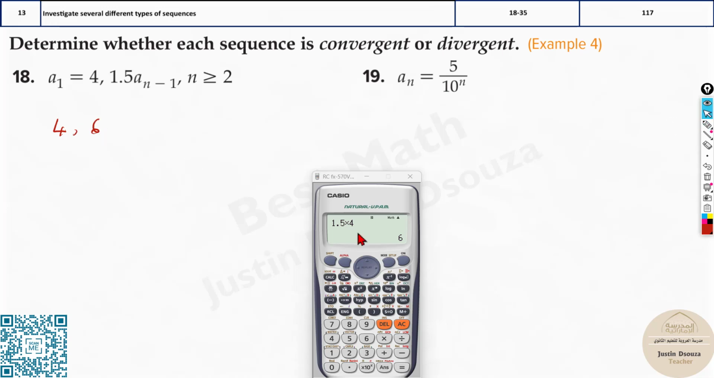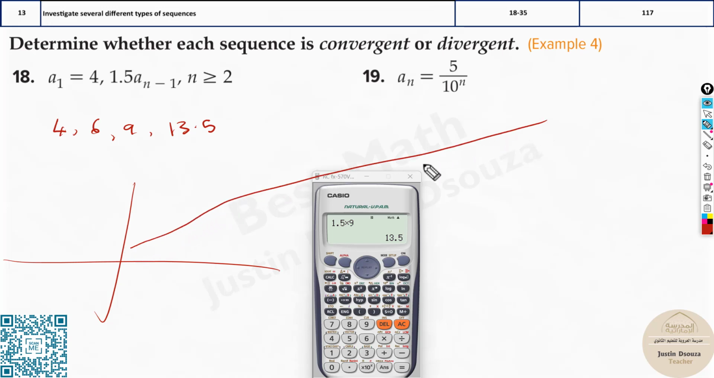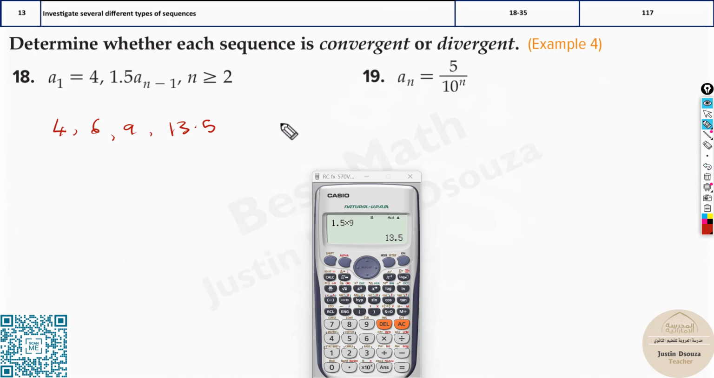Now I need to find 1.5 times 6. That is 9. Now the next one will be 9, and it keeps on going: 13.5 and so on. So this was 9, 13.5. Now look at this. It's just being multiplied and it keeps on going more and more. So if you graph it out, it starts with 4 and just keeps on going up and up. It doesn't converge to one single point. It just diverges. It's called divergent because there is no way it comes to a single point eventually. That's not going to happen here.